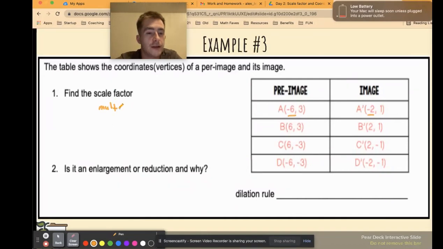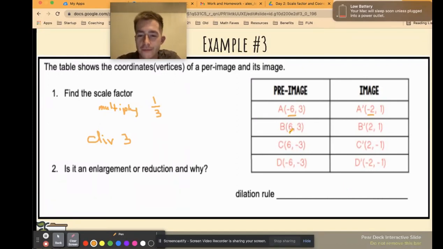So essentially what I'm thinking of is, what did I have to multiply by to get from -6 to -2? Well, the same thing as dividing by 3 would be multiplying times 1/3. And you can do that with anything. Same thing as dividing by 4 would be multiplying times 1/4. Same thing as dividing by 5 would be multiplying times 1/5.